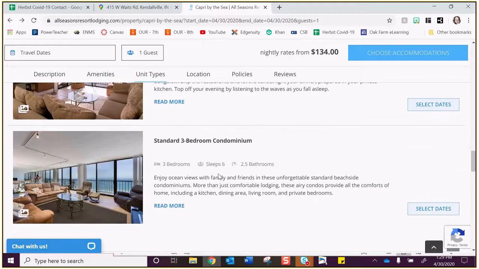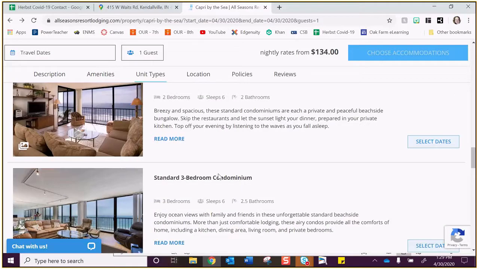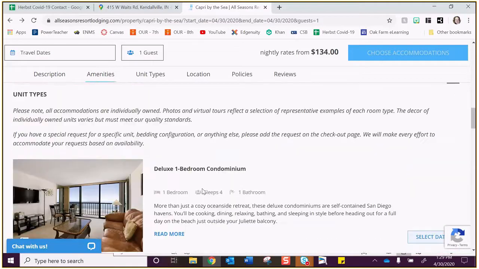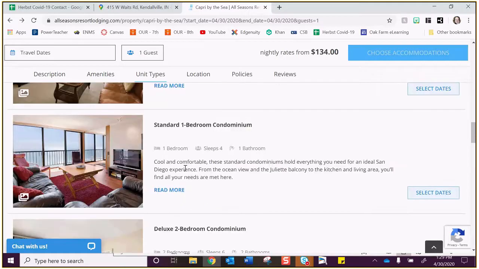When we stayed there, we did sleep a lot of people, but we were also splitting it between a whole bunch of people too. So I might want something like this standard 1-bedroom condo. It says it sleeps 4 people, so there's probably either a couple of twin beds in there, or maybe one of the sofas pulls out into a bed.